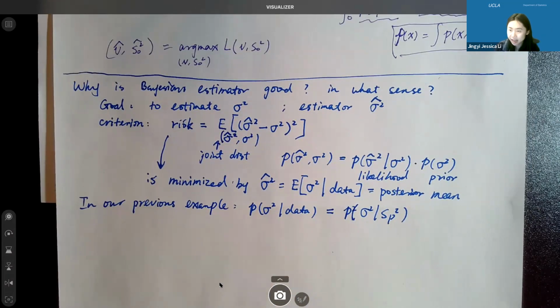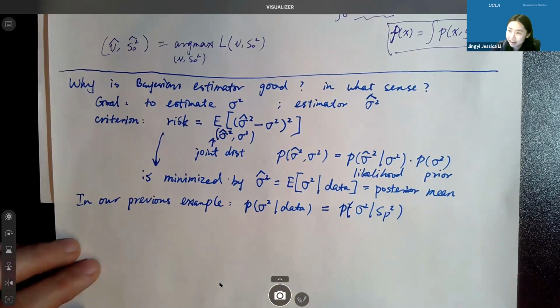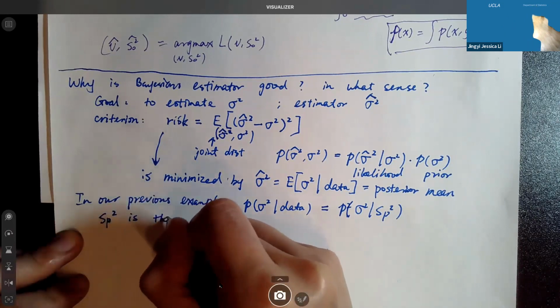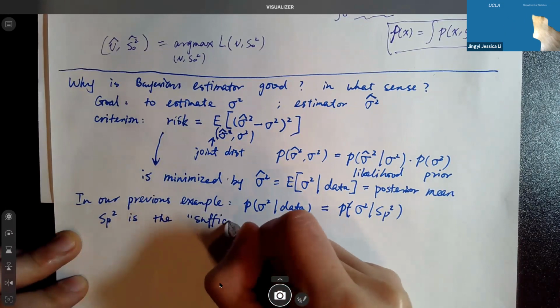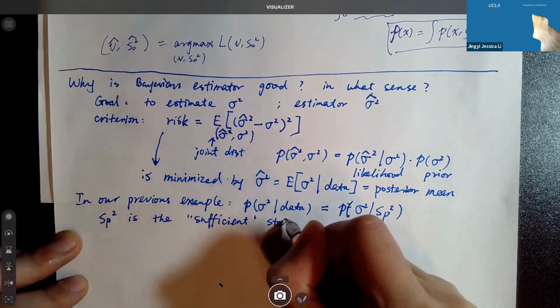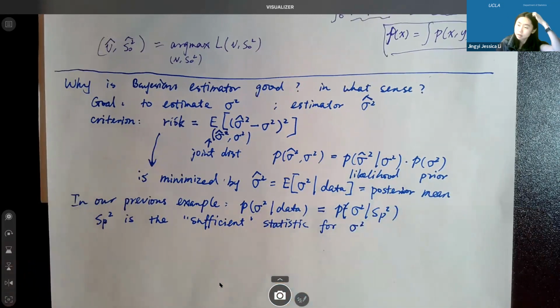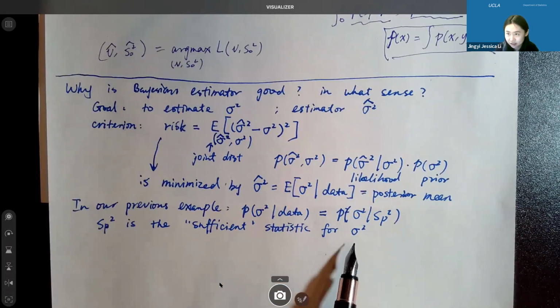And in this case, we actually give this SP square a name. We can say the SP square is the sufficient statistic for the parameter sigma square. You will see this term sufficient statistic in a lot of papers, and intuitively speaking, what it means is that if you want to estimate this parameter, then all the necessary information in your data is summarized in SP square. So you just need this SP square, and you don't need other information from the data.